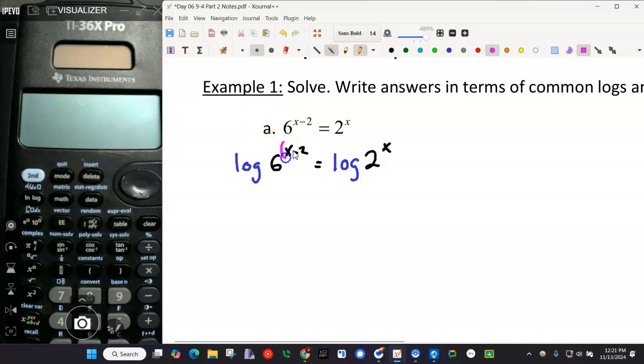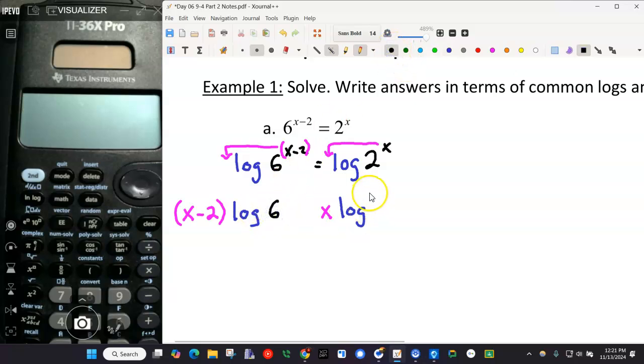Like if there's an exponent, that can become a coefficient. Drop that in front, and we'll do it on both sides. So we'll have x minus 2 in parentheses, very important, and then over here, x. And then we'll have the log of the original problem, so we'll have 6 here and 2 here.